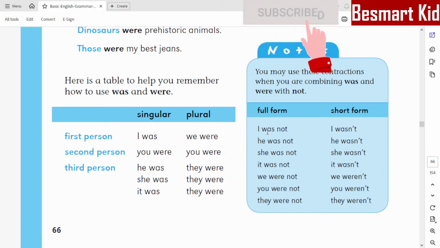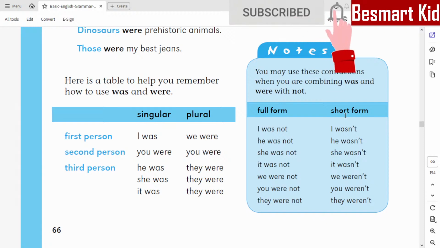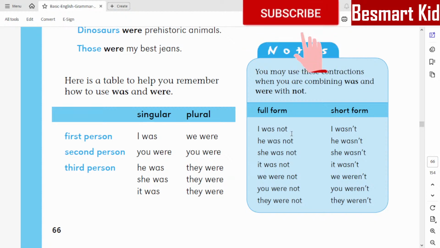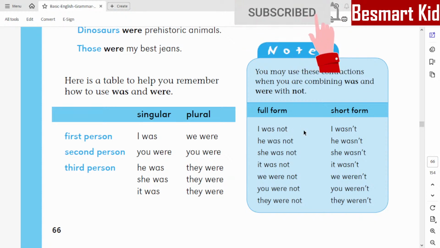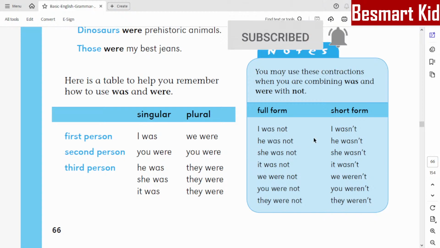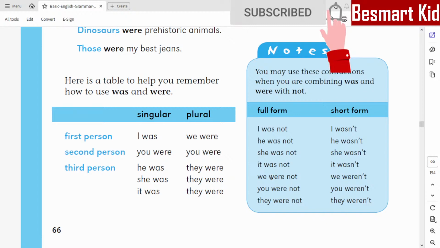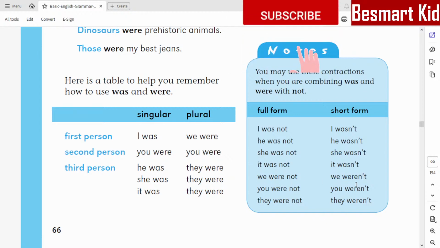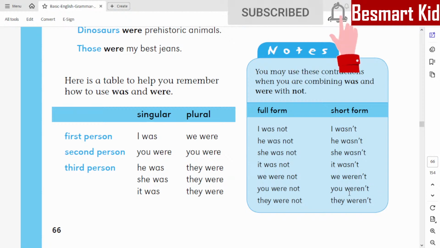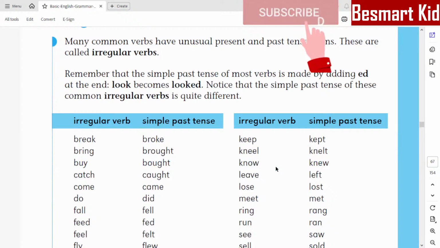You may use this construction when combining was and were with not. I was not, I wasn't. He was not, he wasn't. She was not, she wasn't. It was not, it wasn't. We were not, we weren't. You were not, you weren't. They were not, they weren't.